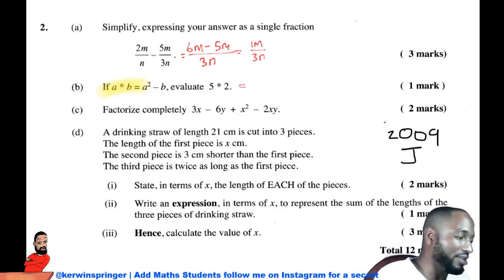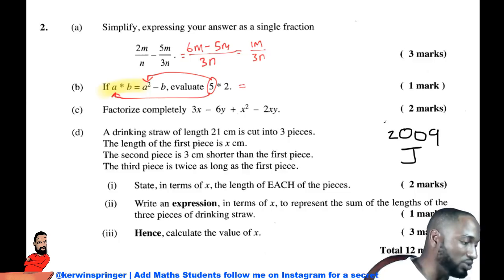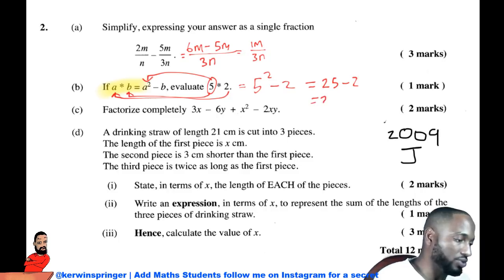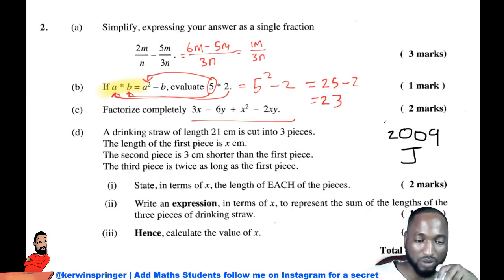Alright, so 5 star. This just means 5 is in the position of A, right? 5 star 2, and 2 is in the position of B. So anything they say to do, do. If they say to square, square. So square that 5, and take away 2. 5 squared take away 2, 25 take away 2 is 23. What is this? This is a style of factorization that comes all the time.